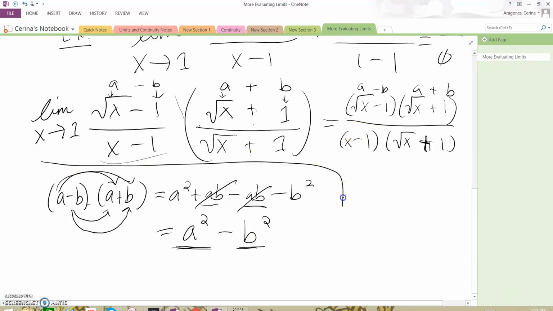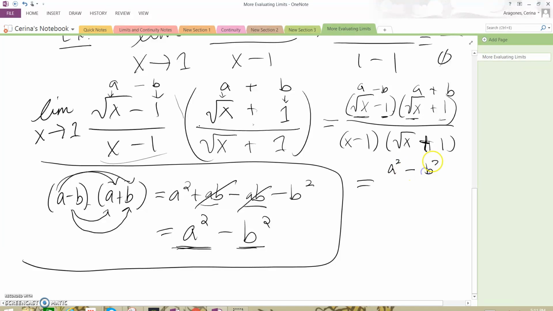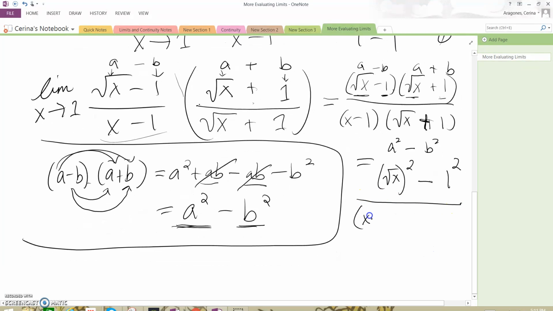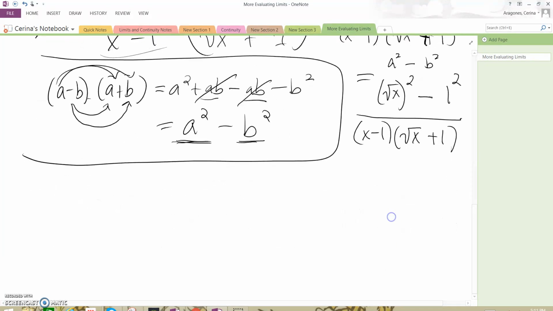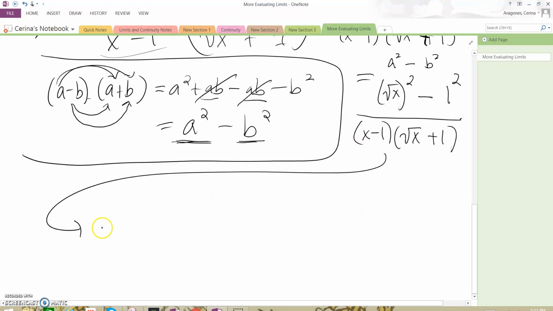So as you can see right here, we have an a minus b times an a plus b. So I'll really be left with a squared minus b squared. Well, a squared is root x squared, and b squared is 1 squared, and I have a minus in between. And then I'm left with the denominator. I can't simplify the denominator anymore, so I'll just leave it. Okay, then I'm left with root x squared is x, minus 1 squared is 1, all over x minus 1 times root x plus 1.